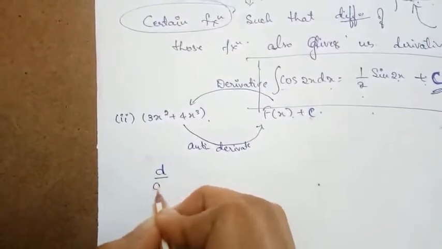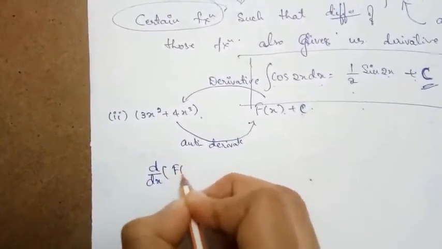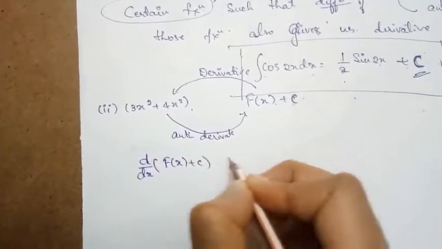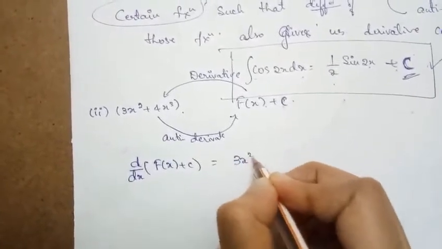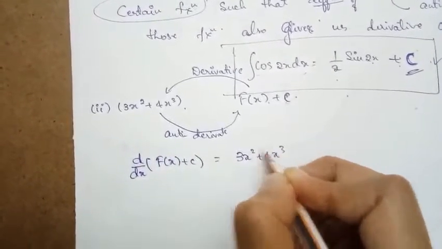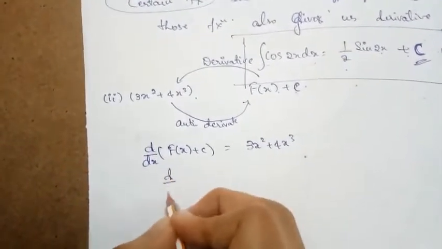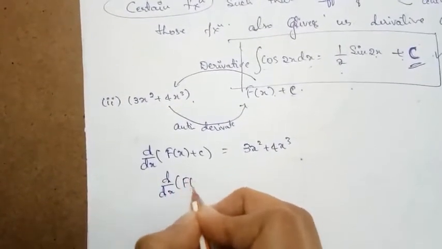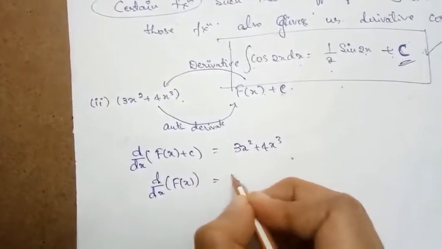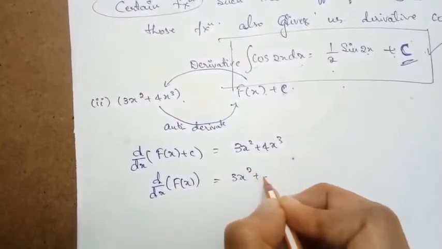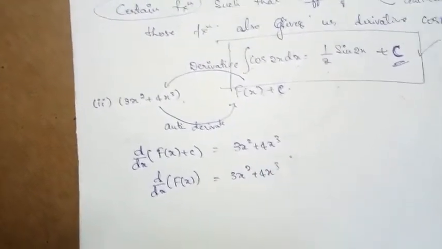So differentiation, if I differentiate f of x plus c, we are going to get 3x square plus 4x cube. Clearly, since c is a constant, the derivative of that one becomes 0. So we need to find an f of x so that its derivative is equal to 3x square plus 4x cube.